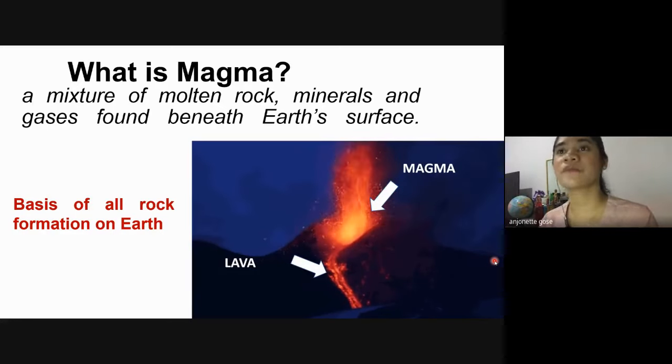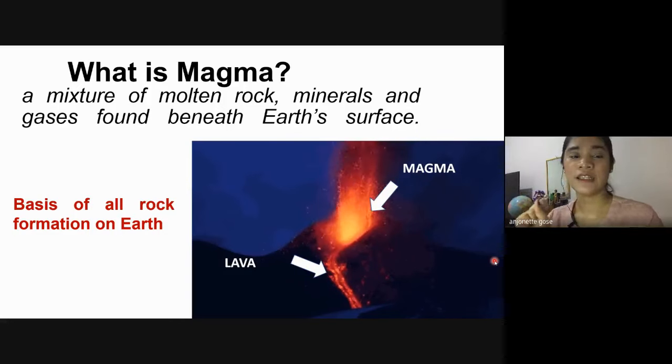Why is it so? Remember that during the previous discussion on the rock cycle, we said the rock cycle is a never-ending cycle. As your classmates answered, as long as there is magma, there is continuous creation of other types of rocks. So when magma cools down, what type of rock will form?